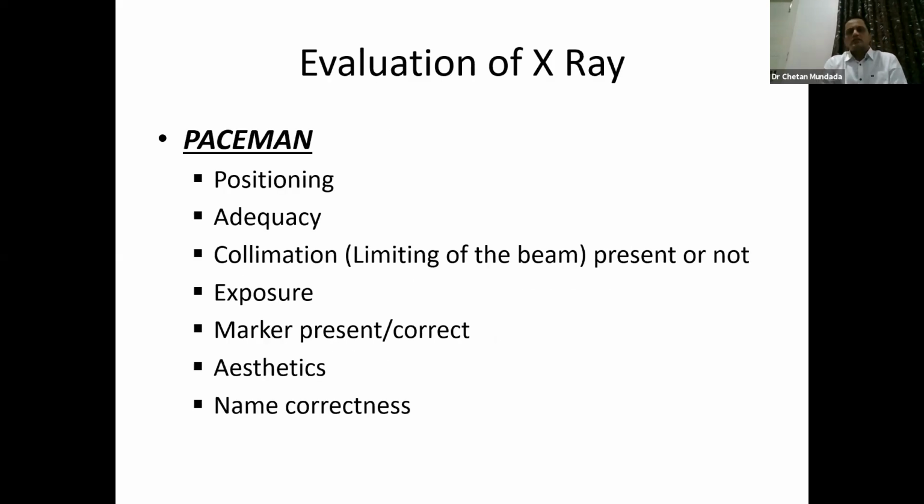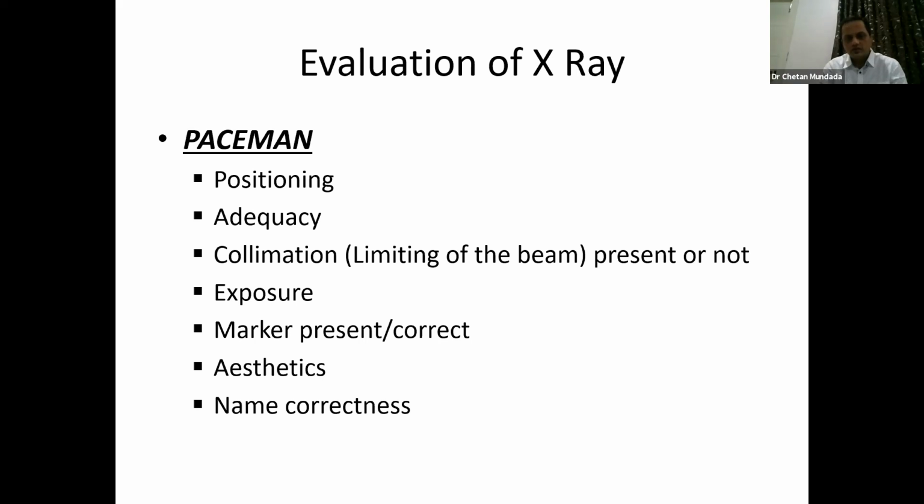So when we see an X-ray, we have to first see to it that the radiographer has taken the X-ray properly or not, and for which we can use the acronym PACEMAN. In which P stands for positioning. Is the positioning correct or not? Is the child in rotation or what? And then is the film adequate? Is it in proper inspiration? At the end of inspiration, is the area of interest properly getting covered? And then is there a collimation present or not?